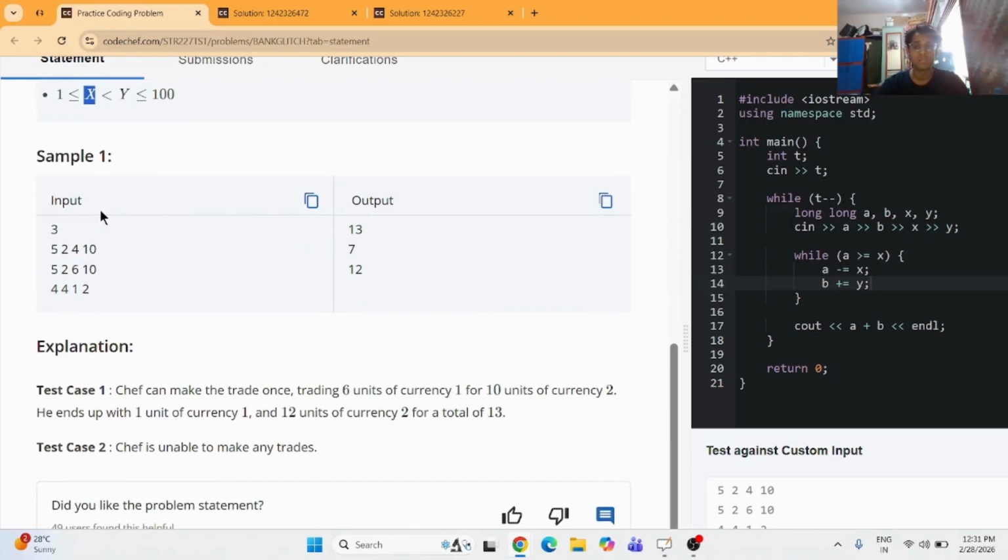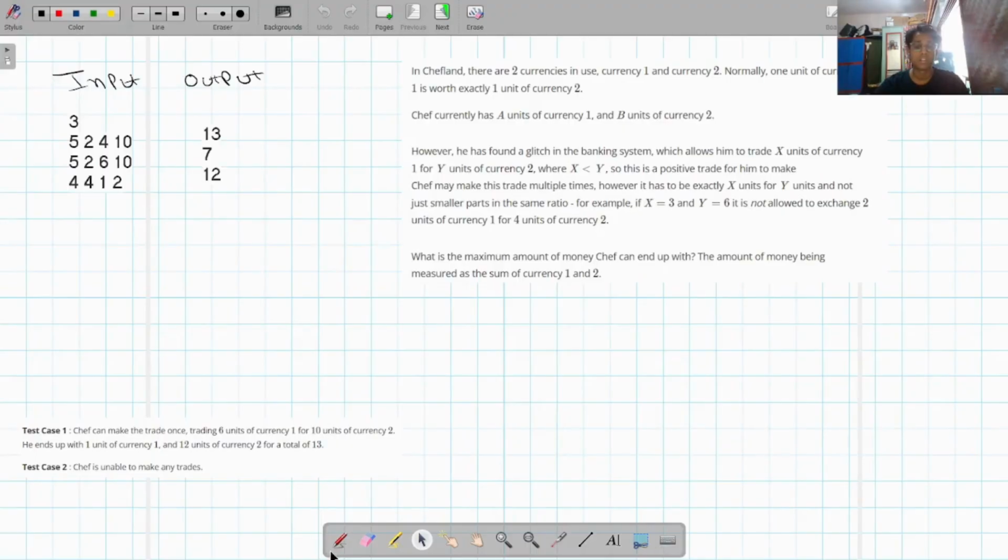So guys, now let's understand a sample test case in the question more precisely. This question is very straightforward. It says in Chefland there are two currencies in use, currency 1 and currency 2. Normally 1 unit of currency 1 is worth exactly 1 unit of currency 2. Chef currently has A units of currency 1 and B units of currency 2. However, he has found a glitch in the banking system which allows him to trade X units of currency 1 for Y units of currency 2. Basically, X is lesser than Y, right? So it will be profit for him, right? Because he gets more currency for it. So we have to find the maximum amount of money Chef can end up with, where the amount of money is measured as the sum of currency 1 and 2.